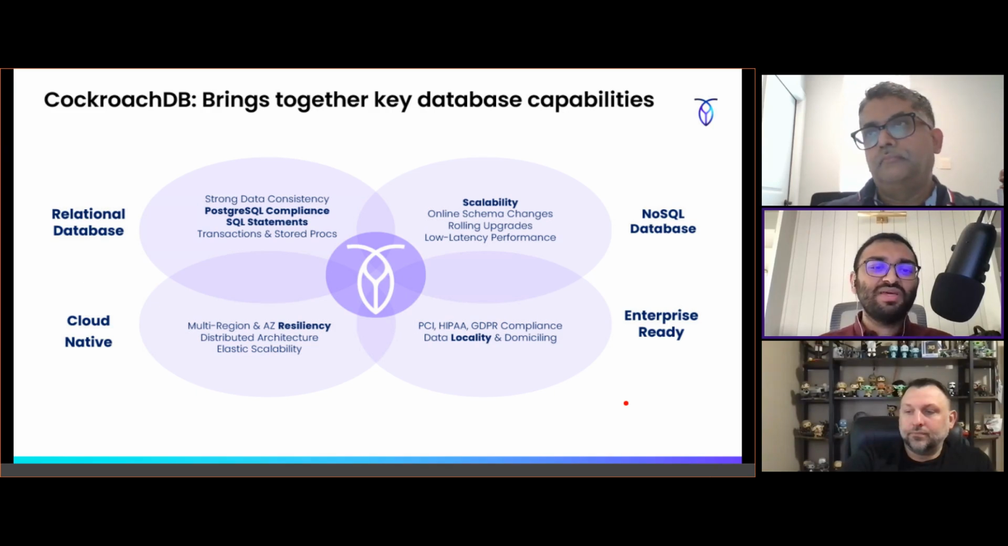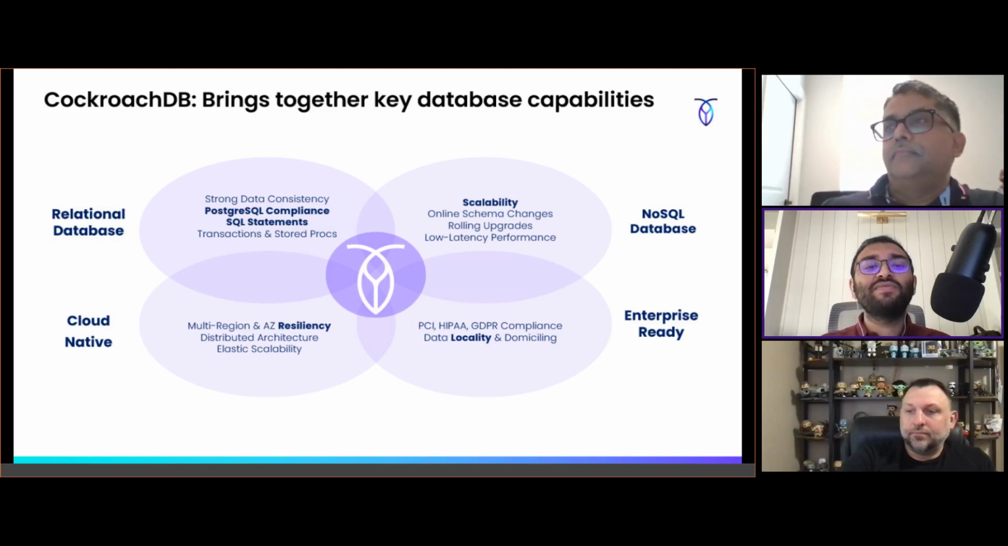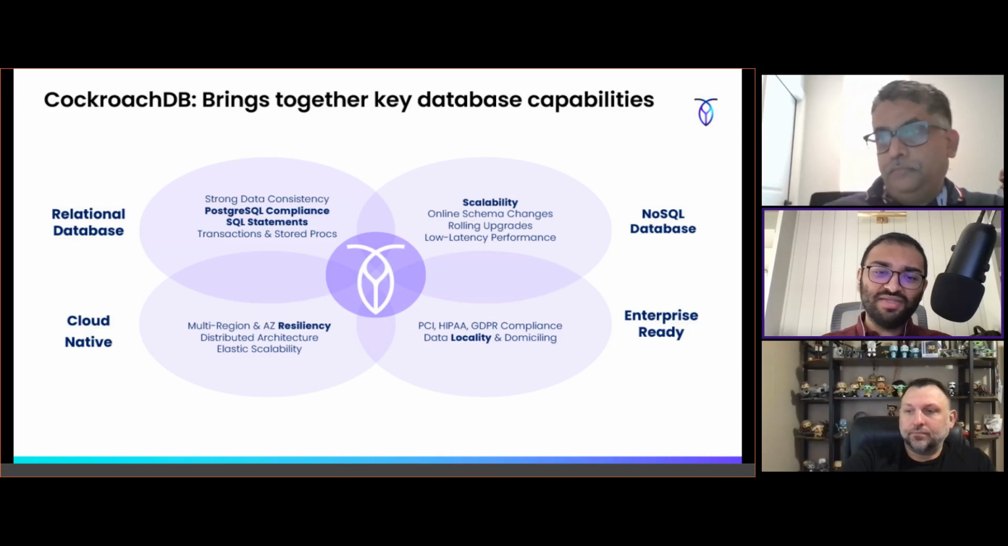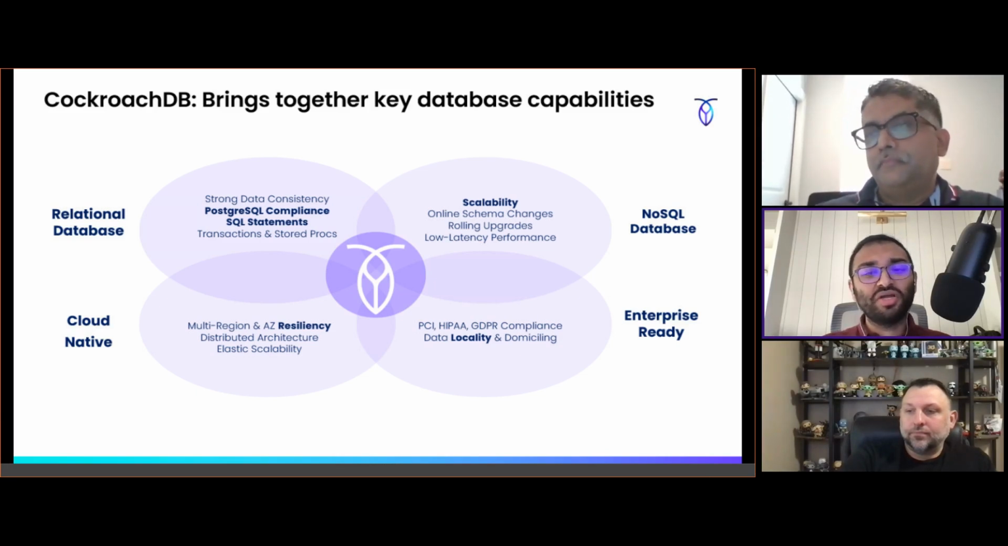At the same time, it needs to be built to be cloud native. Take advantage of the multi-region AZs that you get on the cloud. Make sure that you can take advantage of those architectures by being natively distributed in its architecture, and account for elastic scalability while giving enterprise-ready features such as PCI, HIPAA and GDPR compliance, providing features such as data locality and data domiciling within the product itself, making sure it's enterprise ready for those tier 0, tier 1 use cases.